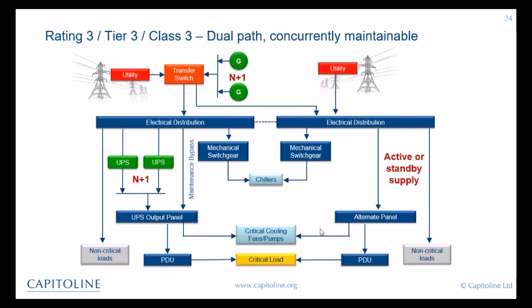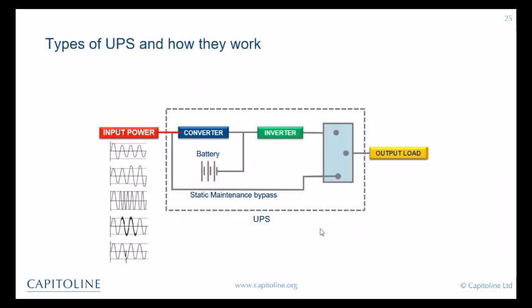So we talk about all of the elements of the power system, right the way through from the utility to the critical load, so our IT load, and what each of these components does. We also talk about how we size those components, in terms of the capacity that we need for our facility. So we'll talk in some detail about different types of uninterruptible power supply systems, UPSs, how they work, and what their function is.